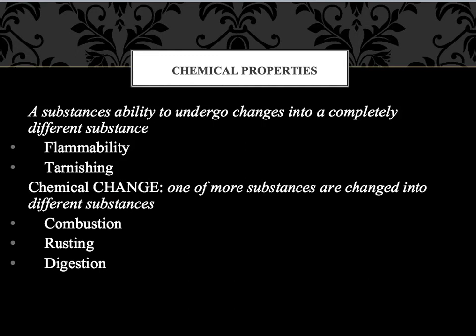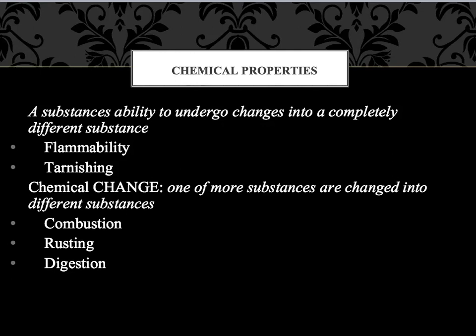That brings us then to chemical properties. So a chemical property is a substance's ability to undergo changes into a completely different substance. So this is different than a physical property where you're not actually changing the compound. This one you are changing it to something different with different properties, different physical properties and different chemical properties even.